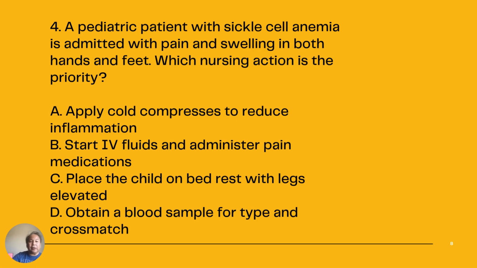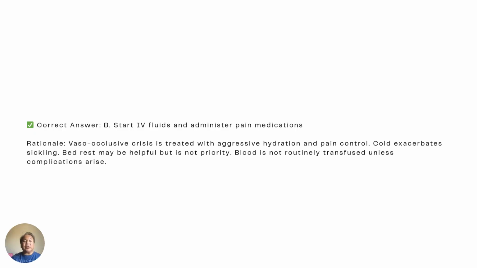And so the correct answer in this particular scenario is the administration of IV fluids and pain medication, which is letter B. Remember, sickle cell anemia can have what we call vaso-occlusive crisis, which is treated with aggressive hydration and pain control. Administration of cold can actually exacerbate the sickling, so we want them warm. Bed rest may be helpful, but it's not a priority, and blood is not routinely transfused unless complications start to be evaluated. Okay, so next question.